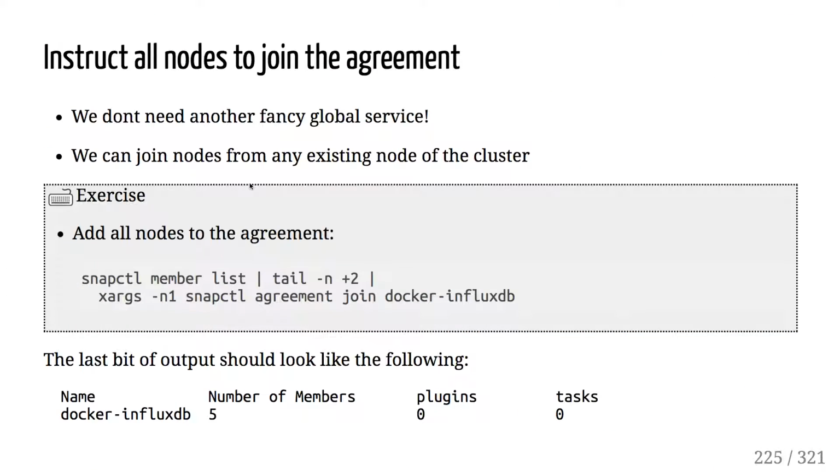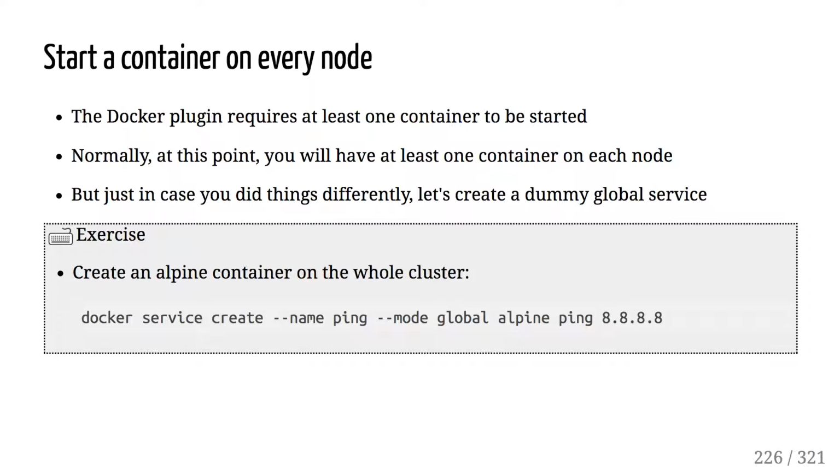Great. But it's still a useless agreement. There is nothing in it except the hosts. We need to have at least 1 container running on each node, but at this point that's already the case, so we can skip that. This is just like a safety slide, just in case you jump right in.